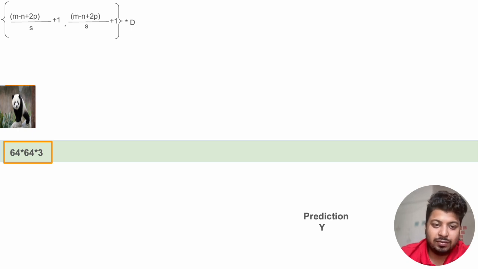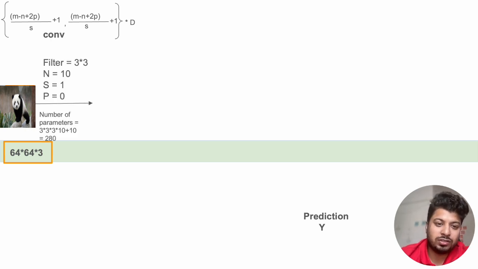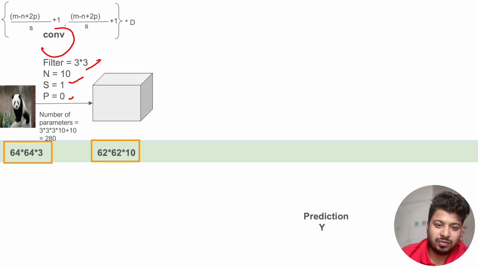And the length and width of the image is 64 cross 64. So to apply a convolutional layer on top of it, first of all we are going to define the filter. Filter size is 3 cross 3. Number of filters which we are going to use is 10, stride is 1, padding is 0. So the moment we apply a convolutional operation on top of this image using these variables, the output size which we will get is 62 cross 62 cross 10.